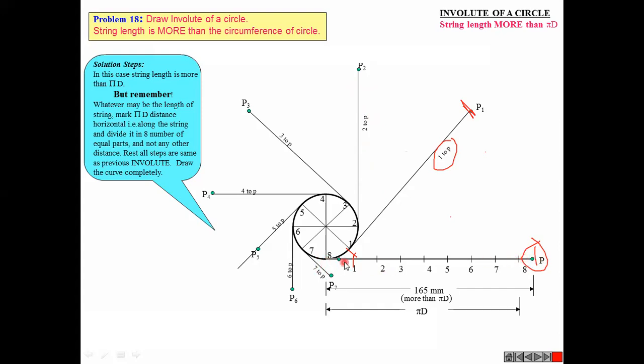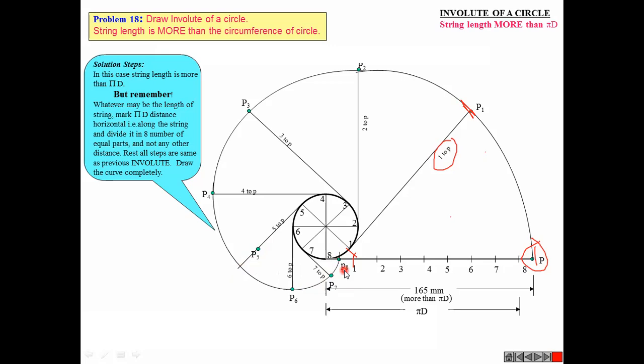So again from 8 to P on the horizontal line we will have a marking, and the point which we got at 8 in the previous example, this time we will get on the horizontal line. Fine, that will be P8. So now again join those points with a smooth curve. Here is a mistake: this P5 point is here only, so assume accordingly. It is not here, it should be here only. So P8. Now this is the involute of a circle when the string length is more than pi d.